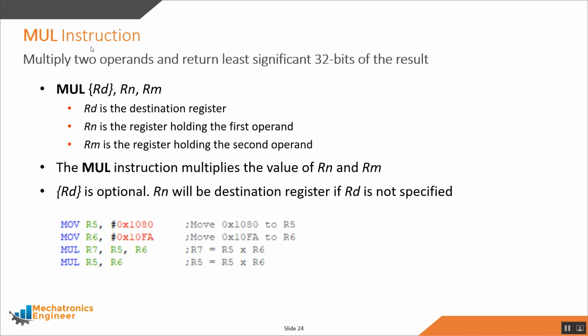This assembly language instruction, MUL, will multiply its two operands and return the least significant 32 bits of the result. It will store the result in the destination register, and if this register is not specified, it will store the result in the first operand. Let's see how this instruction affects the actual registers.